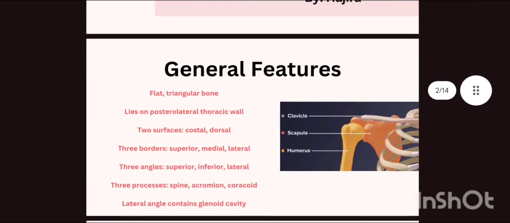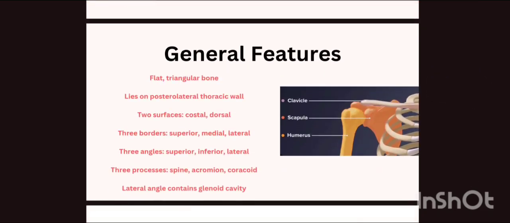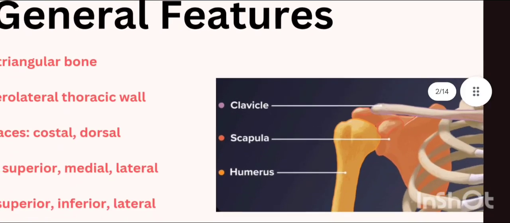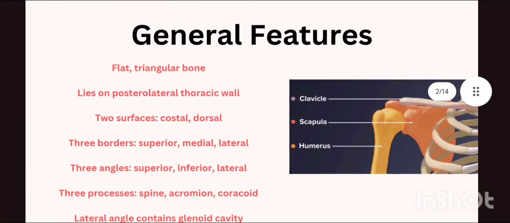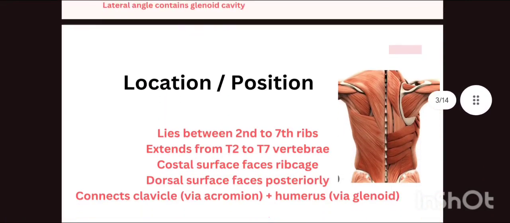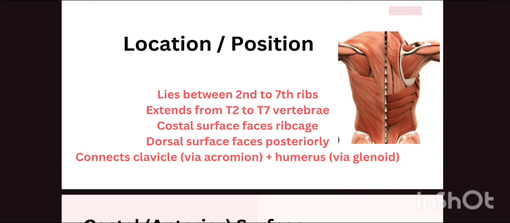Alright, where is the scapula? So, first, let's just imagine where the scapula sits. If you place your hand behind your back and feel the broad flat bone, that's your scapula. It lies on the posterior lateral aspect of your chest wall, roughly between your second and seventh ribs.